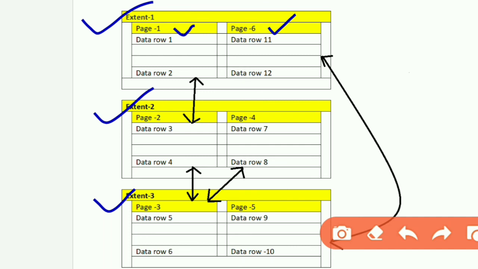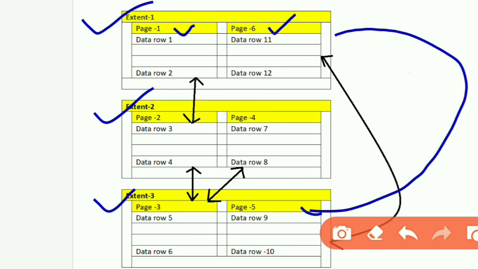What's happening here is that pages are not placed in the correct order in an extent. Because of that, the situation comes to switch the extent, right? As you can see here, page 5 is here. If after that someone is looking for page 6, but page 6 is not placed in extent 3, we have to switch back again to extent 1. So think about how much IO will be consumed.